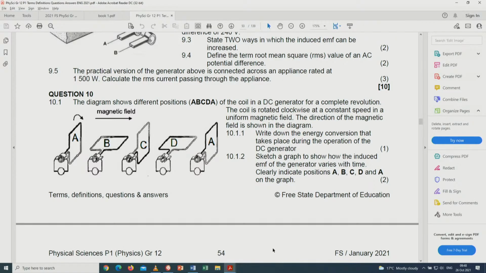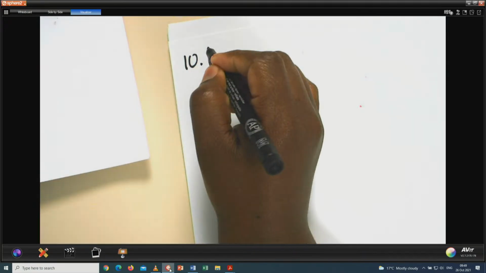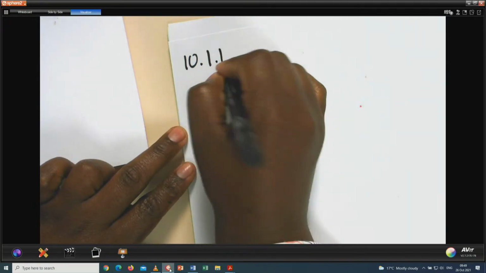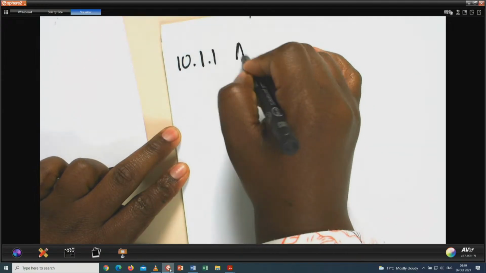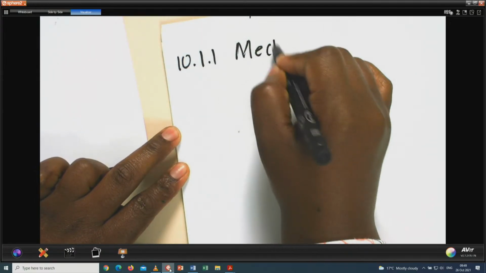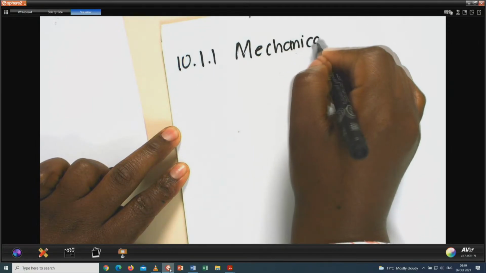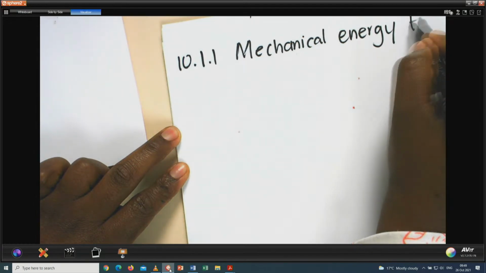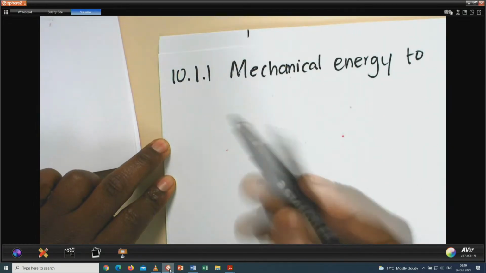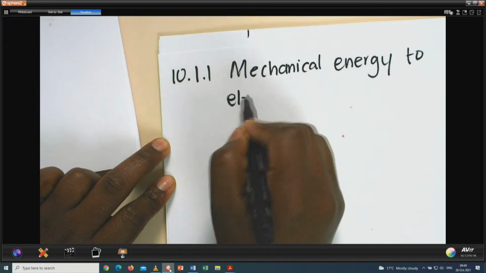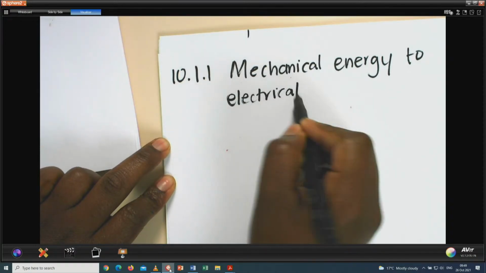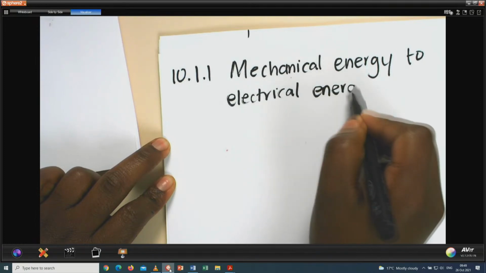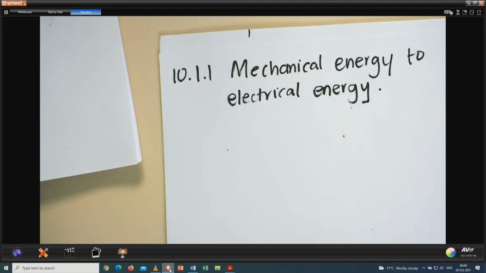So for 10.1, we are having mechanical energy to electrical energy.